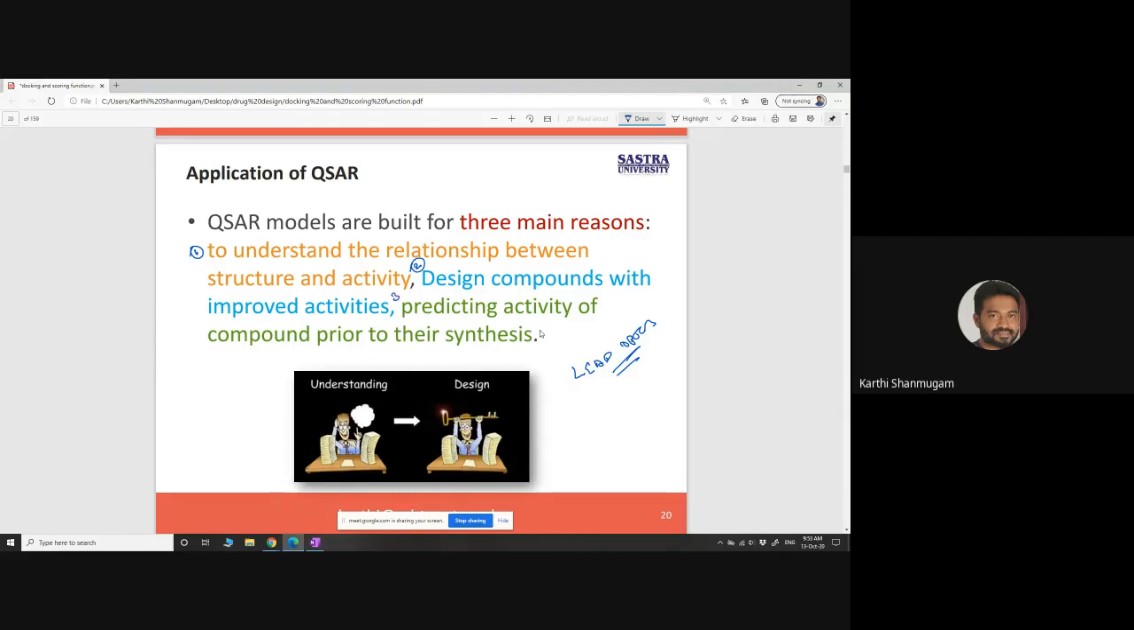The third major application of QSAR is we can predict the biological activity of the compound prior to the synthesis. So even before synthesizing the compound, with the help of a QSAR model, we can predict what will be the biological activity of the new compound. If the biological activity is high or as expected, then we can go for synthesizing the compound. Otherwise we can drop it or trash it. So in summary, these are the three major applications of QSAR. This is where I stopped in the last lecture.